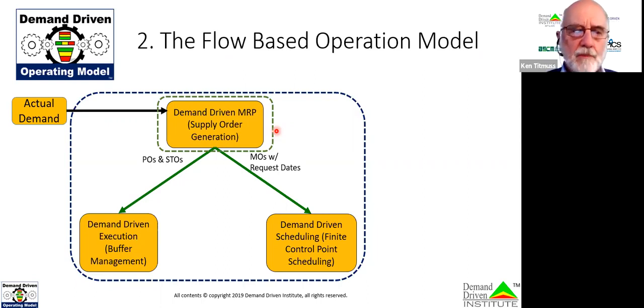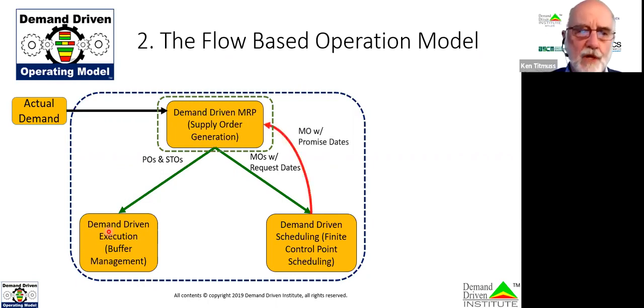Now, stock can be replenished in a number of different ways. We can have manufacturing orders, we can have purchase orders, and we can have stock transfer orders. If this is a manufactured part, a manufacturing order will be sent down to the demand-driven scheduling, finite control scheduling facility down here. If it's a purchase order, it'll go straight down to demand-driven execution. We'll place those purchase orders. And if it's a stock transfer order going out to a distribution center, for example, that would also go down to the demand-driven execution portion of the operating model.